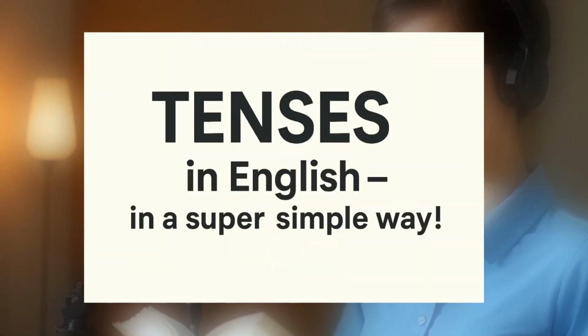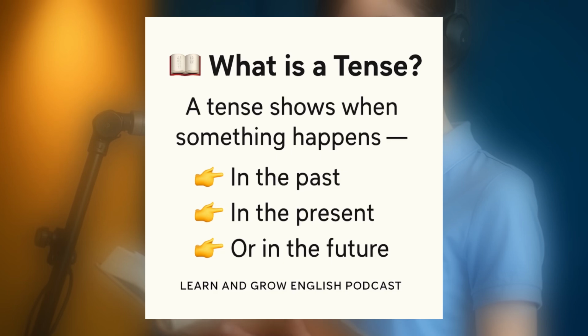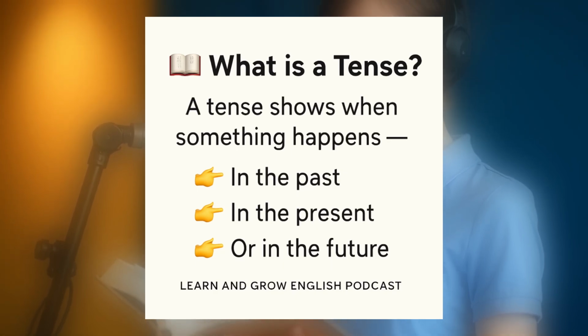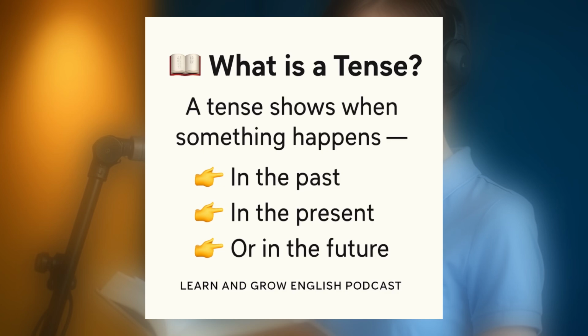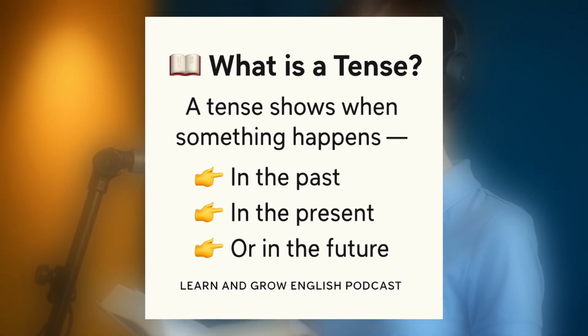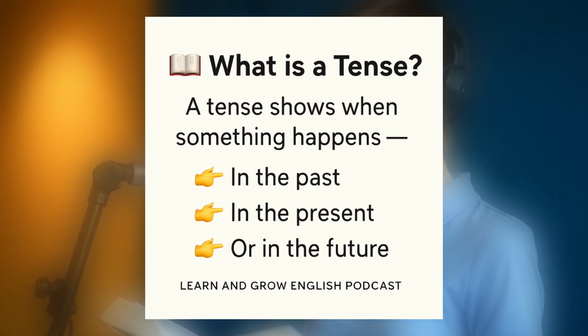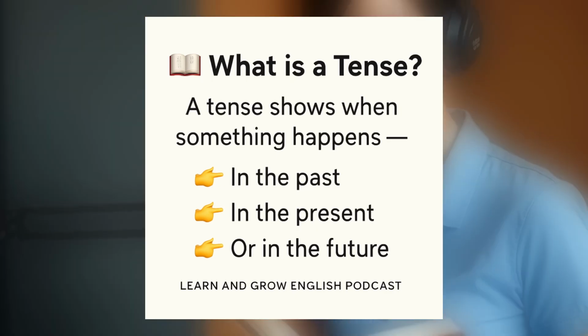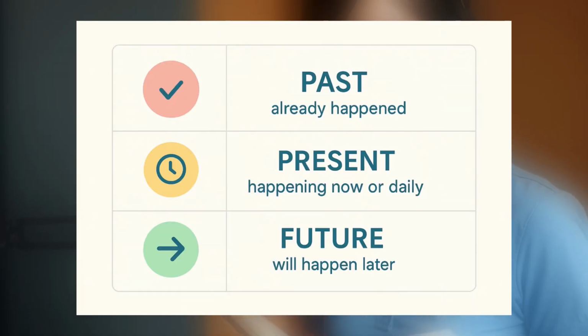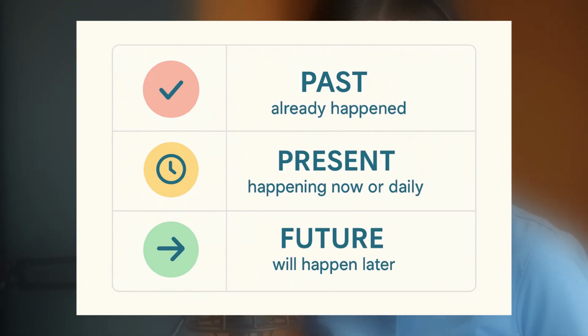Today, I'm going to explain a very important topic, tenses in English, in a super simple way. What is a tense? Tense tells us when something happens: in the past, before; in the present, now; or in the future, later. So there are three main tenses. 1. Past, already happened. 2. Present, happening now or daily. 3. Future, will happen later.